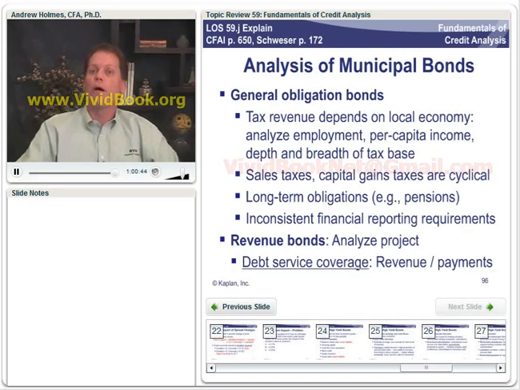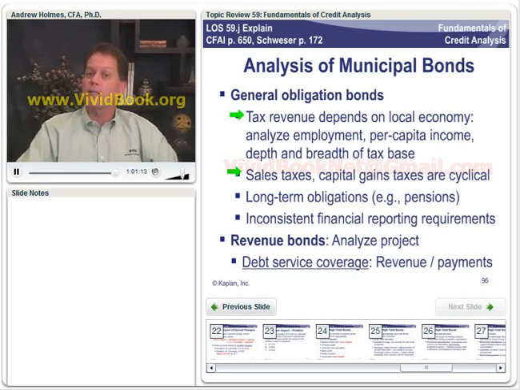So if you want to analyze these two different types of bonds, GO bonds, you're going to look at tax revenue. It's going to be dependent on the local economy. So what does employment look like? How diverse is the employment base? Is there one big employer, and if they pull out, then everybody has to move? How rich or affluent is the community, per capita income? What is the depth and breadth of the tax base? Is it just a few people paying taxes, or is it going to be a broader, flatter base?